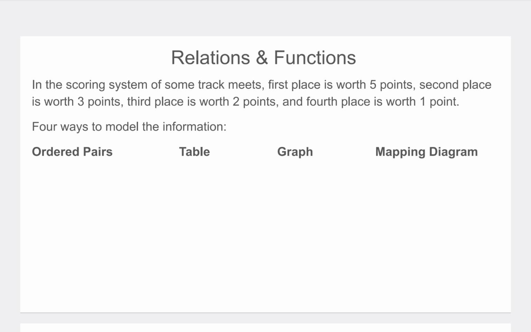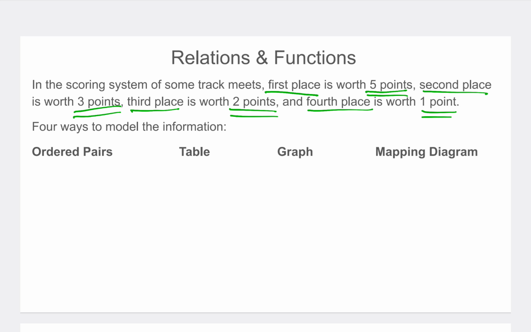So it says in the scoring system of some track meets, first place is worth 5 points. Second place is worth 3 points. Third place is worth 2 points, and fourth place is worth 1 point. So the two sets of data that we're relating to each other are places and points. And typically we have an independent variable and a dependent variable when we're relating two sets of data.